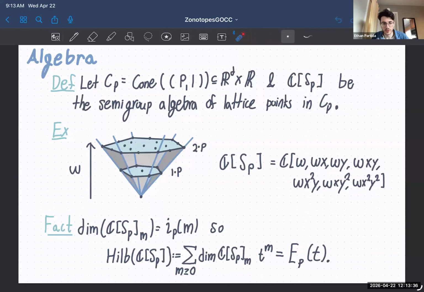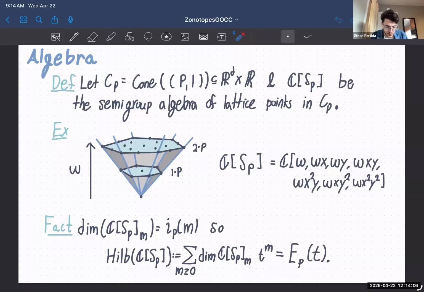And then there's a standard procedure to turn such a semigroup into an algebra. And so I've written the semigroup algebra here. In this example, it turns out that the semigroup algebra is generated by the lattice points in this first dilate. So I'm using W here as a coordinate for the height.